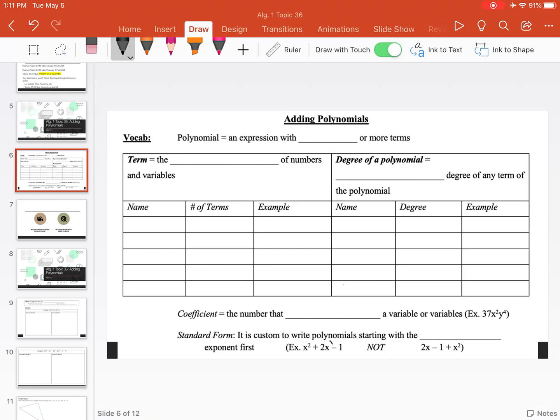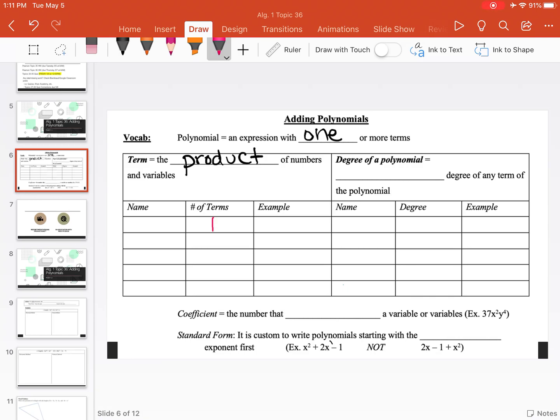So first, what is a polynomial? A polynomial is an expression with one or more terms. Now let's first define what is a term. You've probably heard of things such as, oh, we need to combine like terms. A term is the product of numbers and variables. So specifically, polynomials can be identified by how many terms they have.